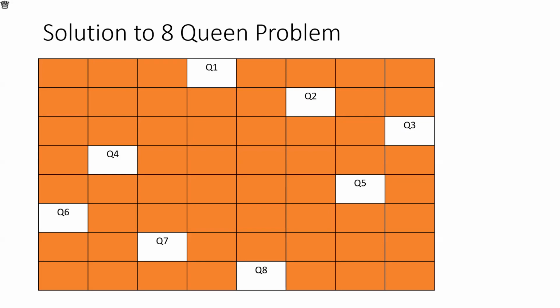Hello everyone. So we continue our discussion on NQueen problem solution. And in this particular slide, what is basically seen is it is 8 by 8 chessboard, and the objective is to place 8 different queens on this chessboard.